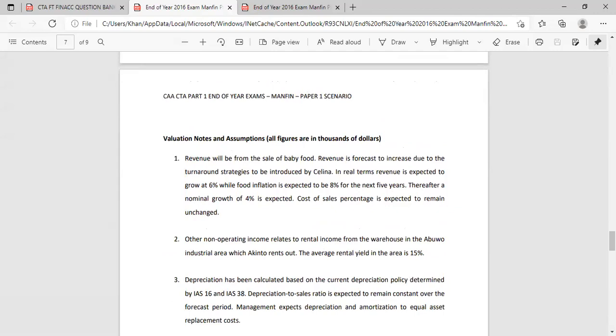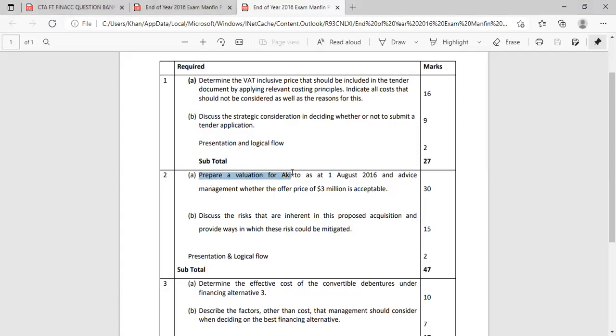So let's look at the required. Where's the required now? So you will say prepare a valuation for Akinto as at 1 August 2016 and advise management whether the offer price of $3 million is acceptable. Okay, so we need to do a valuation as at 1 August 2016 and advise management whether the offer price of $3 million is acceptable.